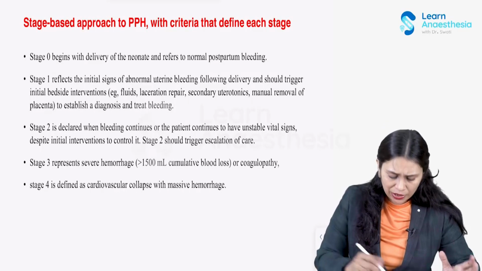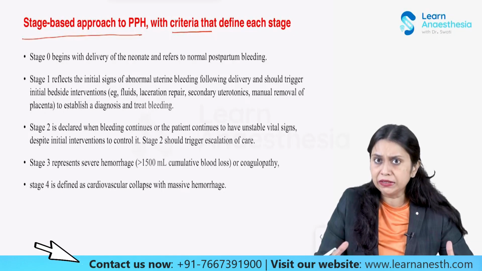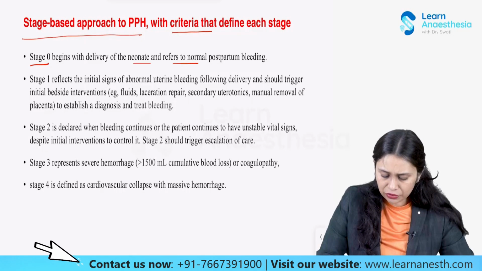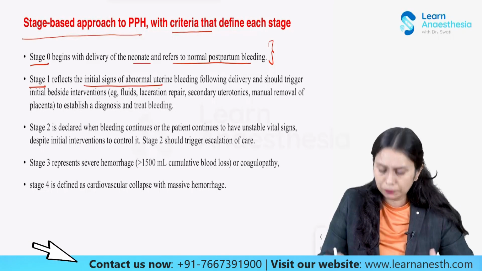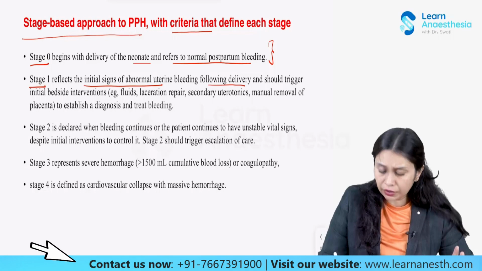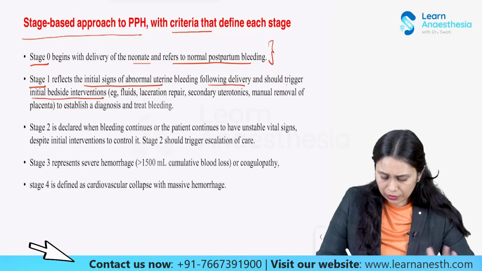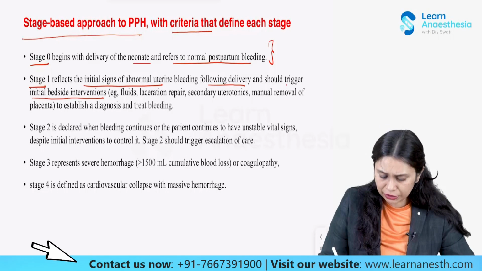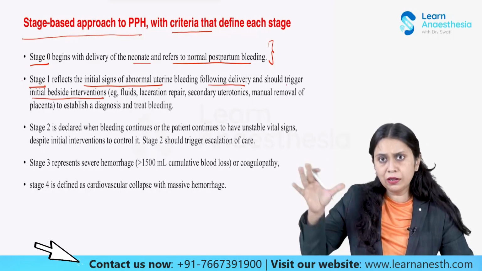The stage-wise approach to postpartum hemorrhage, with criteria that define each stage: stage 0 begins with the delivery of the neonate and refers to normal postpartum bleeding. So this is, let's say, normal. Stage 1 reflects the initial sign of abnormal uterine bleeding following delivery and should trigger the initial bedside interventions like resuscitation with fluid, repair if there is a laceration, uterotonic drugs to be started, or manual removal of the placenta in case we suspect a retained product. So that is stage 1, when the warning sign starts.